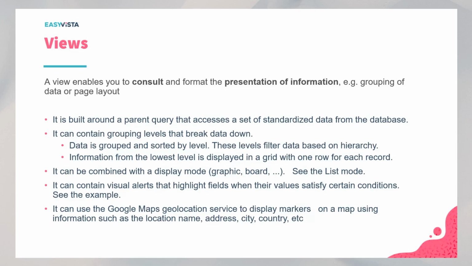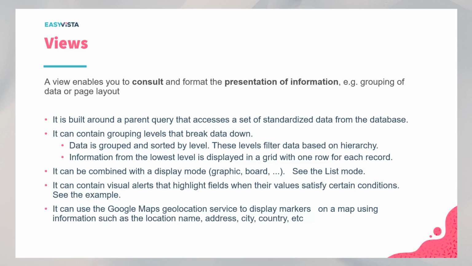The last bullet in here, which is really nice, is just a little point. It can also be used in Google Maps for geolocation services to display markers on a map using information such as location, name, address, city, and country.